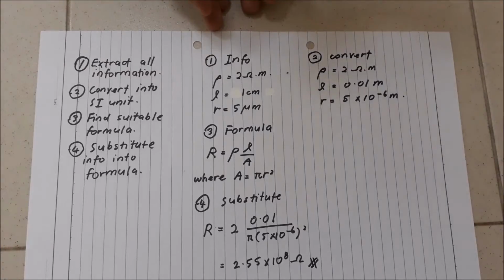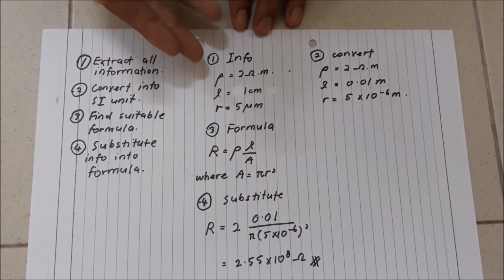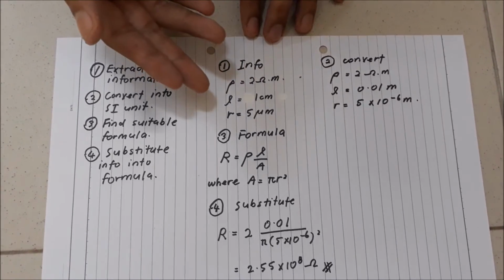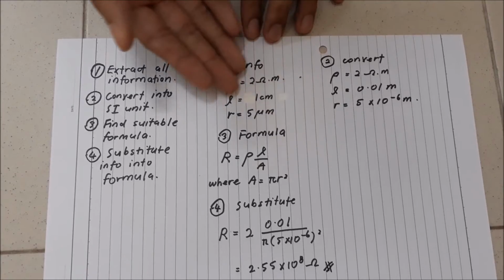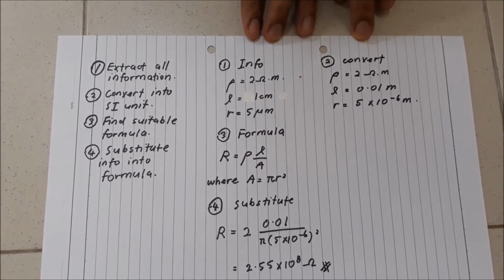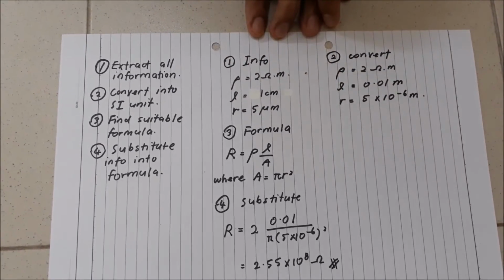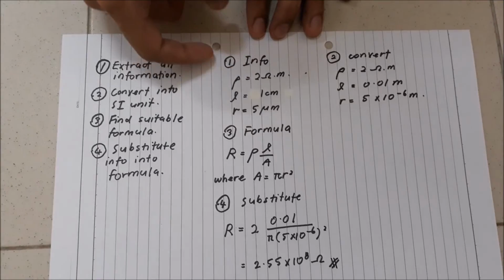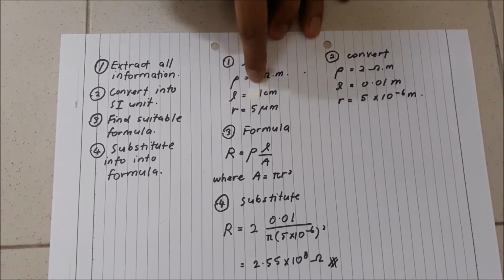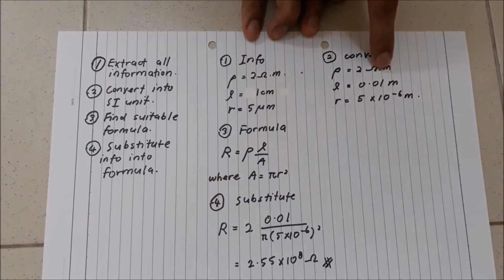So for the info, this is what is given from the question part A. The resistivity is 2 ohm meter, the length is 1 centimeter, and the radius is 5 micrometer. For the second step, I will convert all of the information given to SI unit, and from these three, I only convert the length, which is centimeter, to meter, and I will get 0.01 meter.